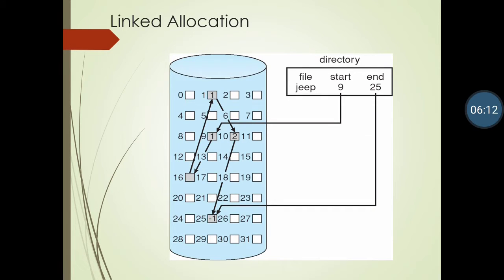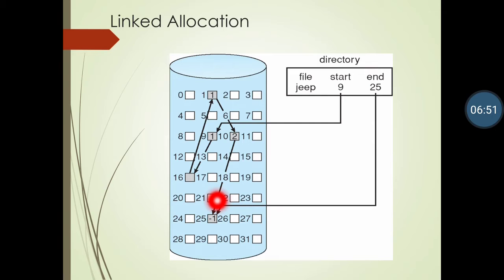This is an example for linked allocation. Assume there is a file G. It starts at the 9th block. Within the 9th block the data is there. Also a pointer is available within that 9th block which points to the next block. So what is the next block? 16. Block 16 points to block 1, 1 points to block 2, 2 points to 25. 25 is the last block. The pointer of the 25th block is null.